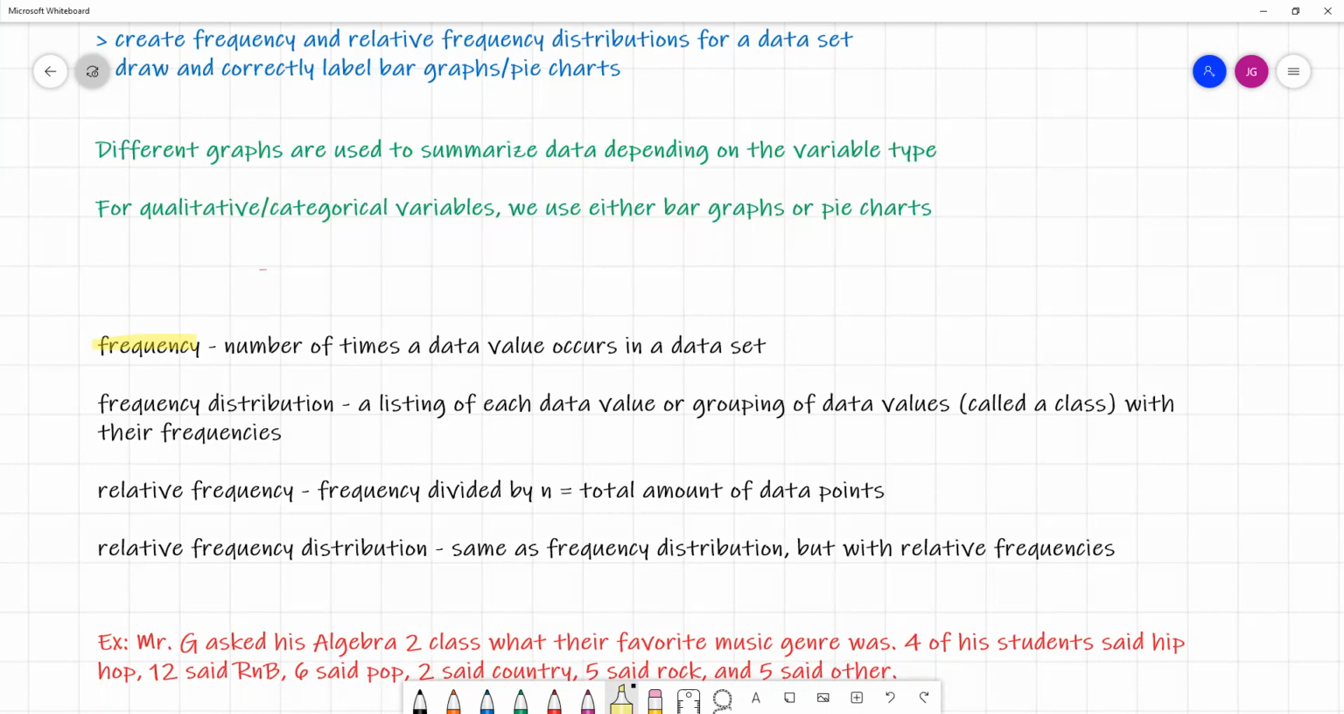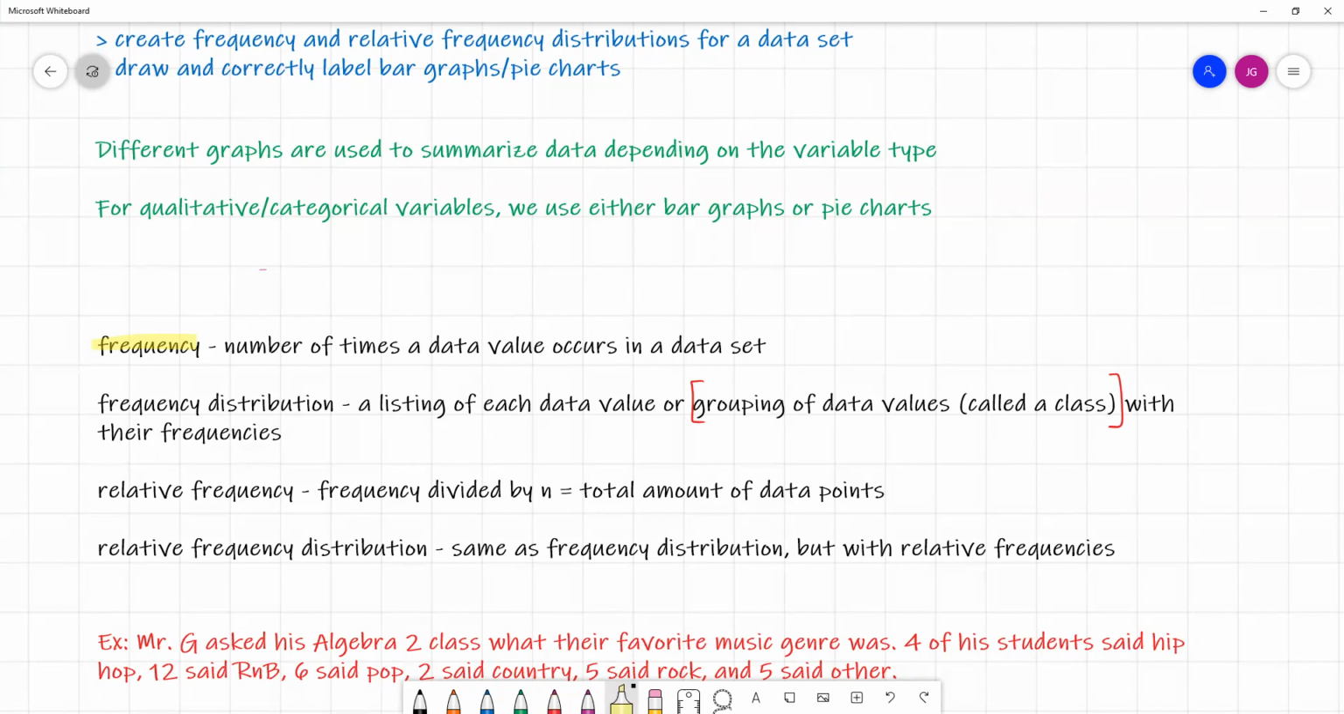Frequency distribution is a listing of each data value or grouping of data values called a class. This statement is more for numerical variables, but we're going to put it here now just to define frequency distribution. So this is more for numerical or quantitative. We're mainly looking at a listing of each data value with their frequencies. Okay, so it's kind of like making a table.